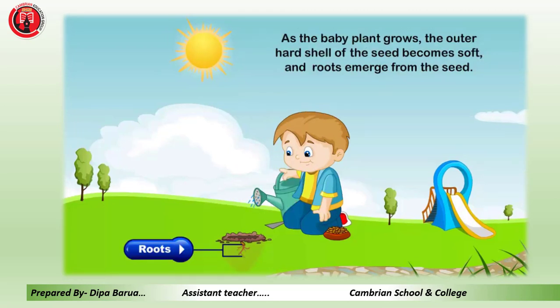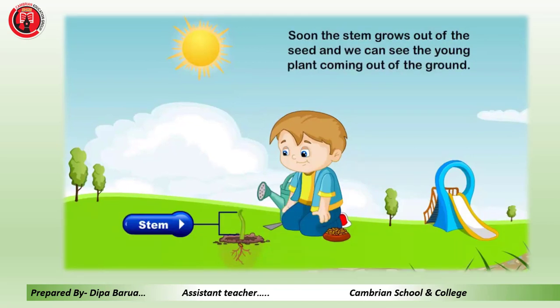Then roots. Look at this picture, a baby plant growing. As the baby plant grows, the outer hard shell of the seed becomes soft and roots emerge from the seed. Then stem. The stem grows out of the seed and we can see the young plant coming out of the ground. Look at this picture, a young plant coming out.